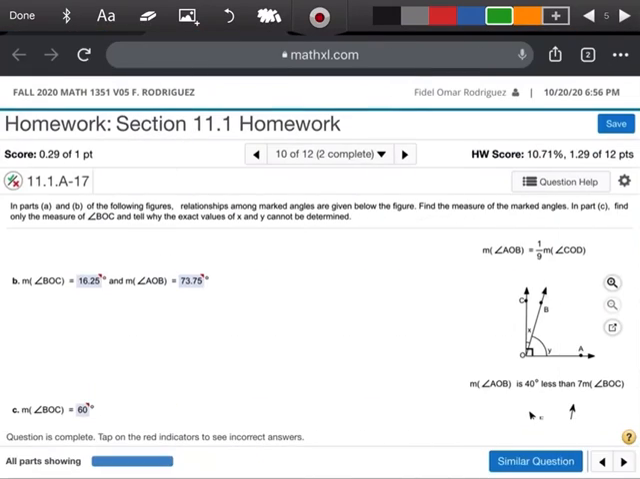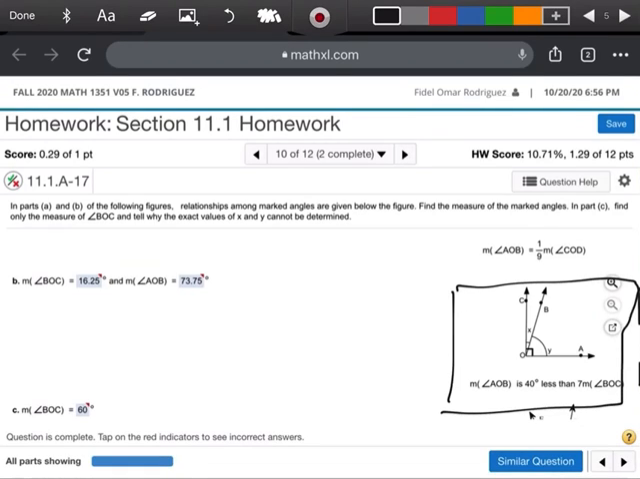Okay, here's part B. And here's my picture for part B. I'm looking at this part right here. And it says the measure of angle AOB, which is this angle here, is 40 degrees less than 7 times the measure of BOC. BOC will be that angle, okay? So notice they're using Y's and X's again, right?